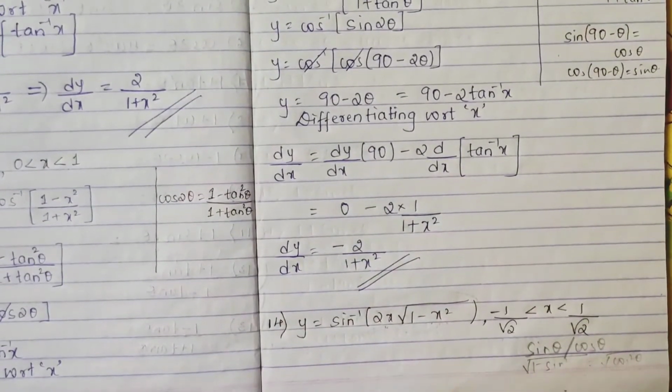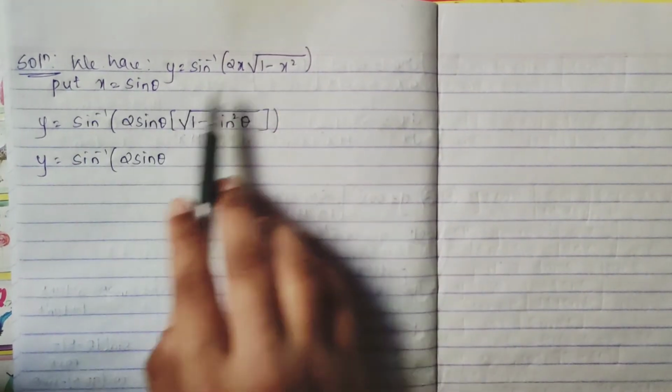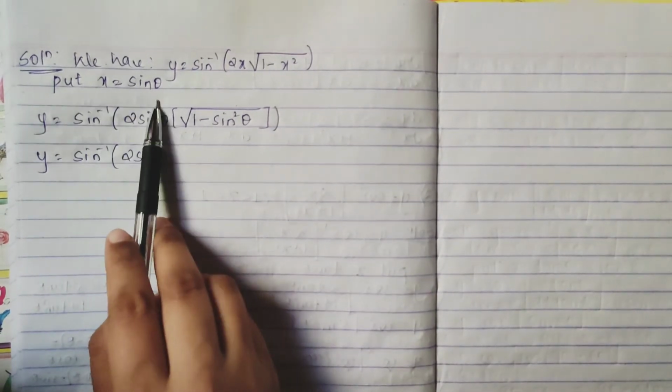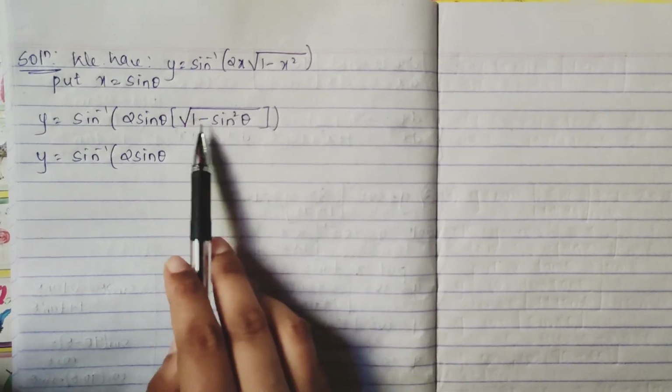Yes. So now we will solve this problem. We write the given. As I have said, you can put either sine theta or cos theta, you will get the same answer. So I am putting x is equal to sine theta. So you will get y is equal to sine inverse of 2 sine theta root of 1 minus sine square theta.